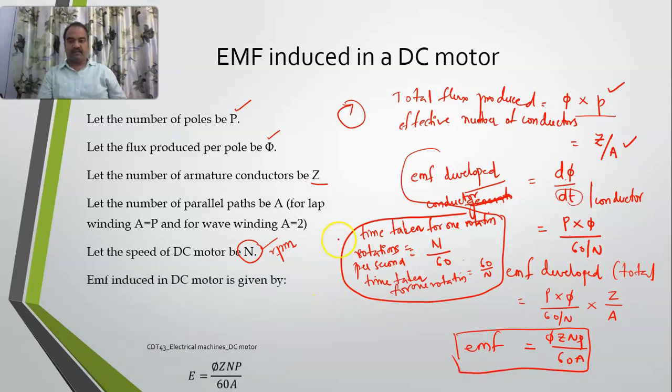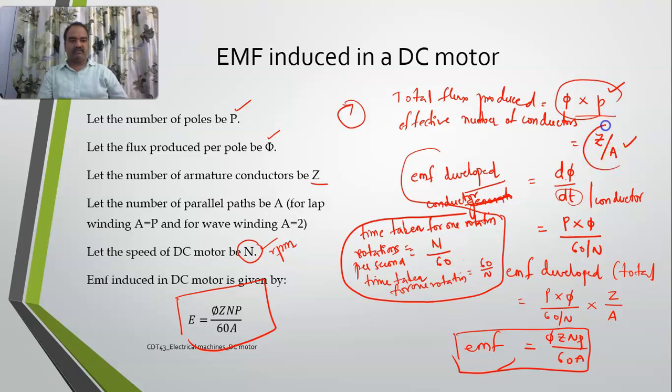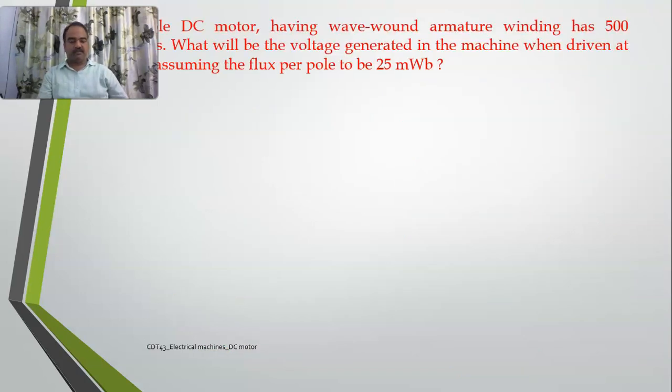See, the EMF induced is phi Z N P by 60A. Right. So I am getting the total flux, the effective number of conductors, and the time taken for each rotation. So this is the total EMF which is developed in a DC machine, whether it is a generator or motor. Okay. So now let's do some problems on this one.